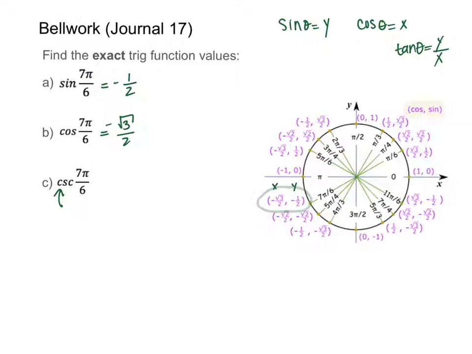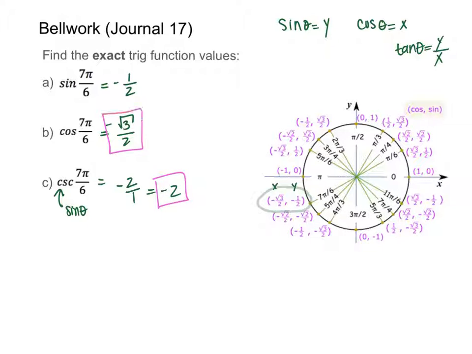Now cosecant is related to sine, right? It's the reciprocal of sine. So cosecant is the reciprocal of sine. That just means I'm going to take sine's value. So here was sine's value, and if it's the reciprocal, I would just flip it. So if I were to flip it, that's going to be negative 2 over 1. But negative 2 over 1 is just negative 2. And so it looks like my answer here is negative 2.